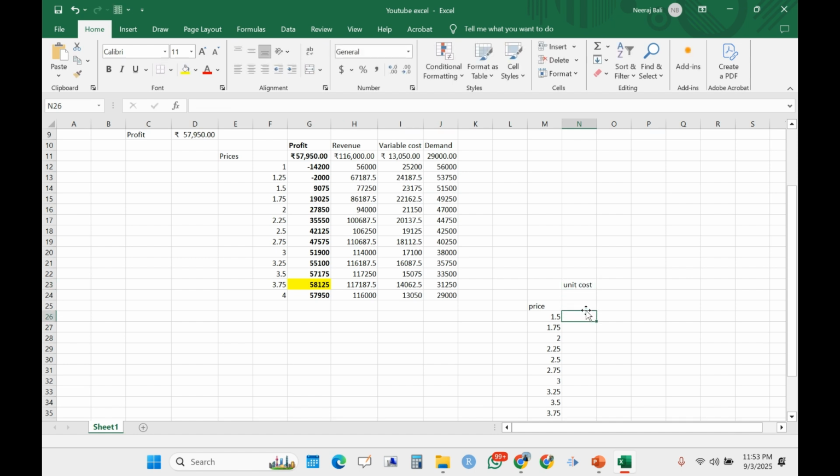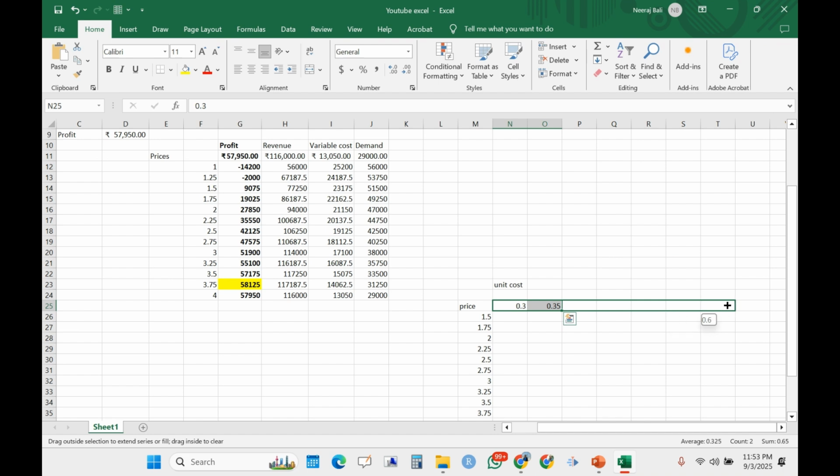So what we can do is write over here 0.3, then let us say okay 0.35, and then we just drag it as I told you, and do it till say 0.6. Okay.